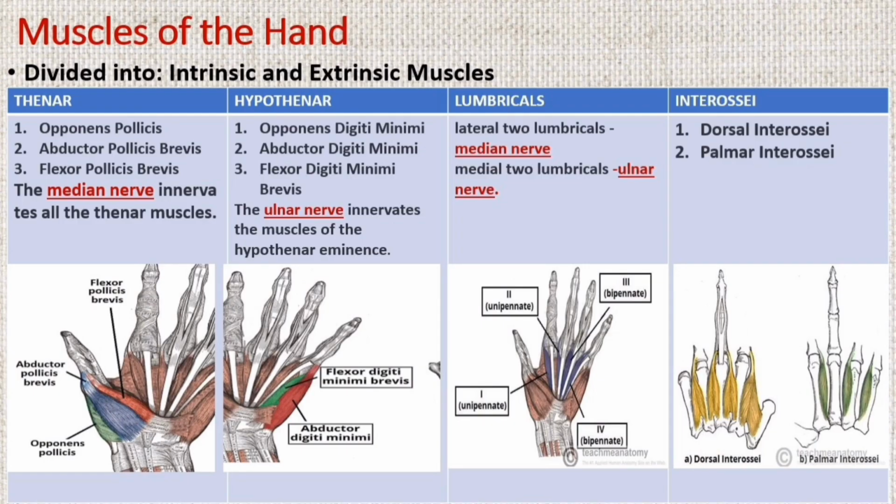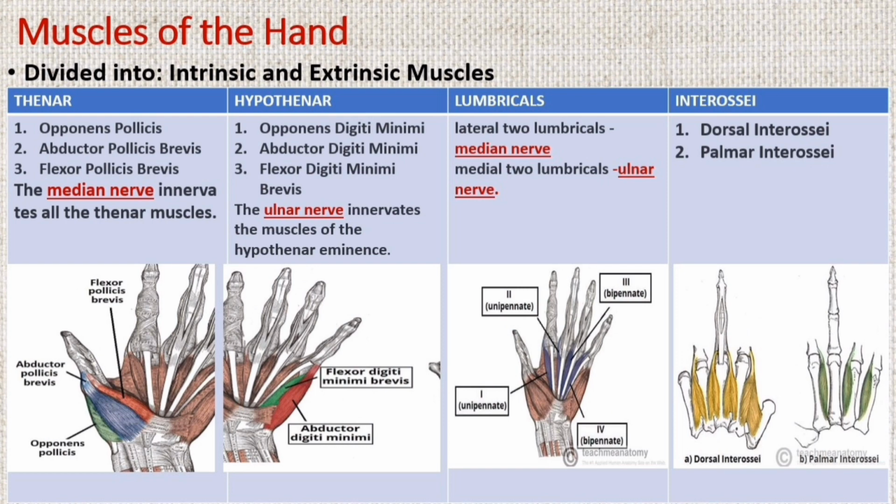The muscles of the hand. The muscles that act on the hand can be divided into two groups. Extrinsic muscles, located in the anterior and posterior compartments of the forearm. They control crude movements and produce a forceful grip. Intrinsic muscles, located within the hand itself. They are responsible for the fine motor functions of the hand.